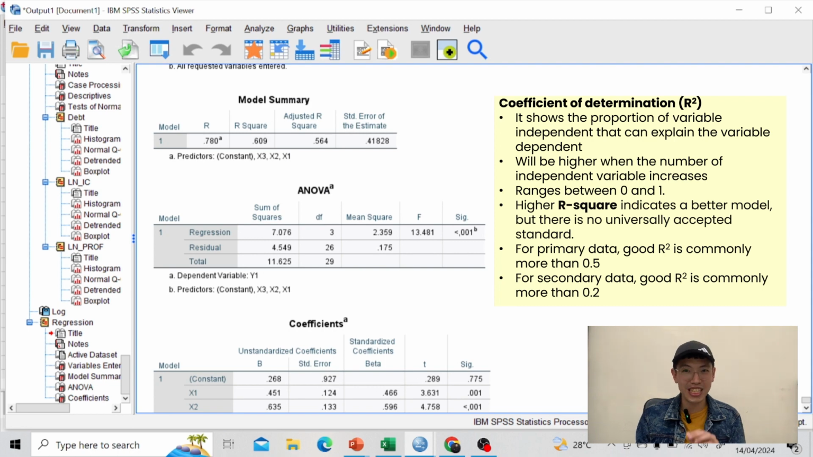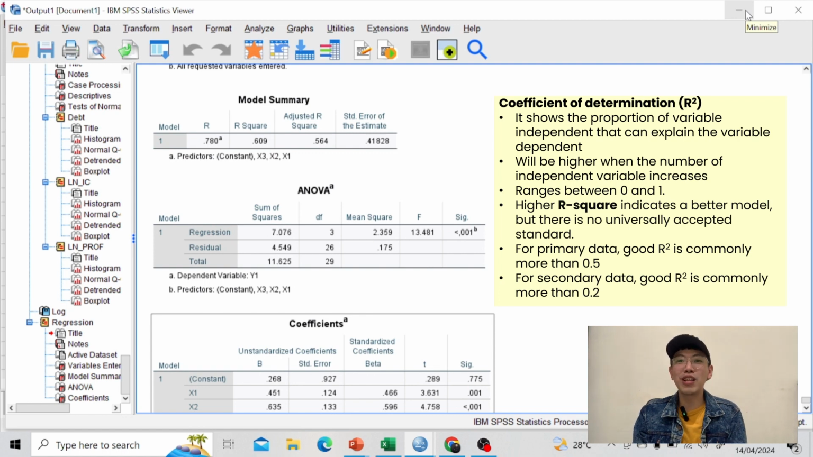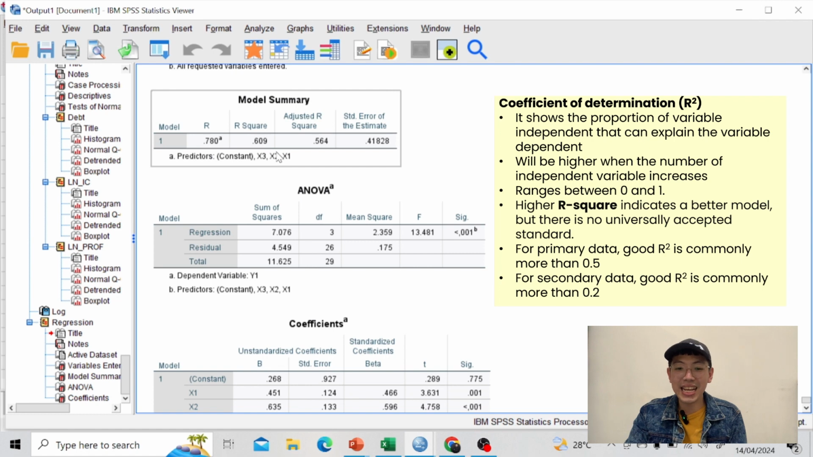There is no universal standard for a good r squared, but there are several opinions. For primary data, if you distribute a questionnaire using the Likert scale, a good r squared will be more than 0.5. But if you have secondary data, a good r squared is when it is more than 0.2. But again, actually there is no universal standard of a good r squared. In this case, the r squared is 0.609. It indicates a good r squared. It means the model is good. It means that the independent variables can explain 60.9% of the dependent variable.